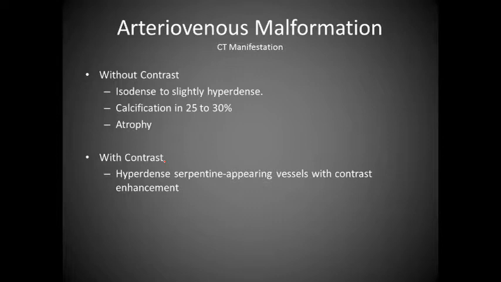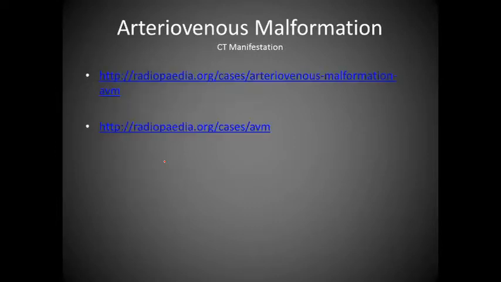So in terms of AVMs and CT, without contrast, you're going to see an isodense to slightly hyperdense mass, calcifications in 25 to 30% because we're dealing with vessels, and possibly atrophy. However, where AVMs actually really shine is with contrast, so that you can see a hyperdense, serpentine-appearing vessel with contrast enhancement.